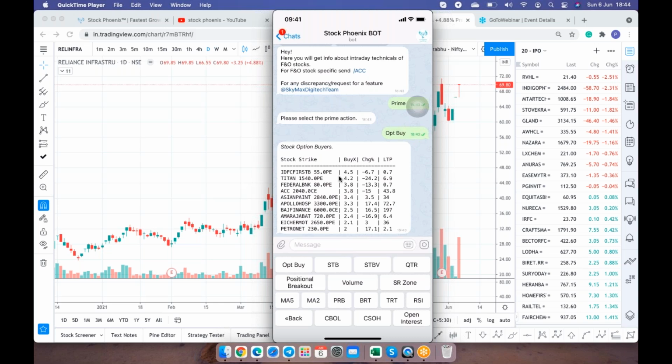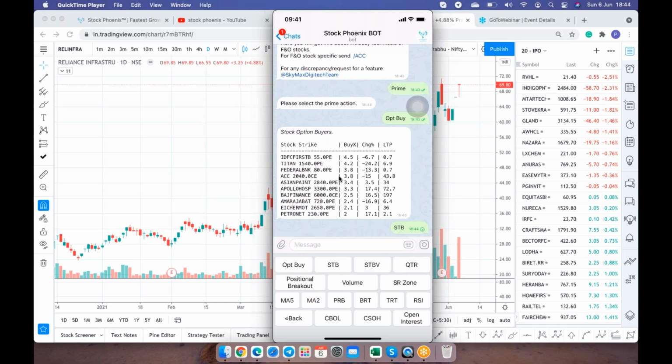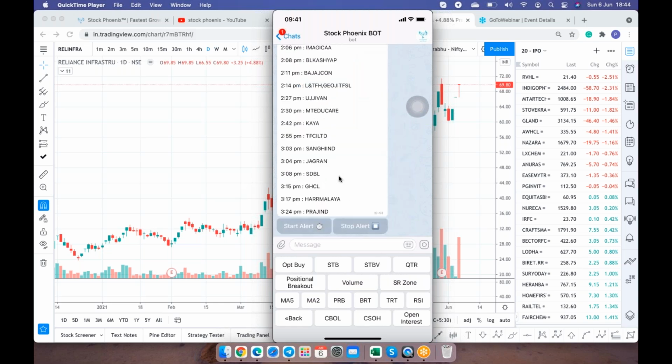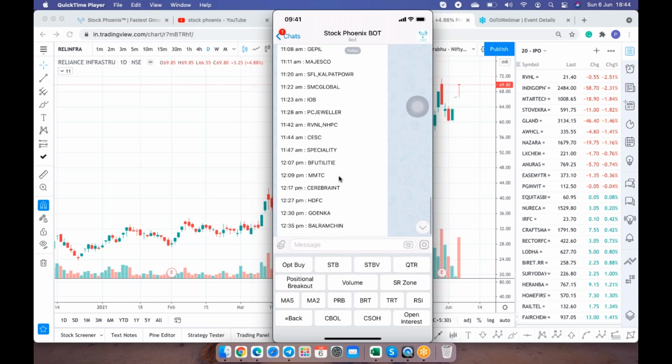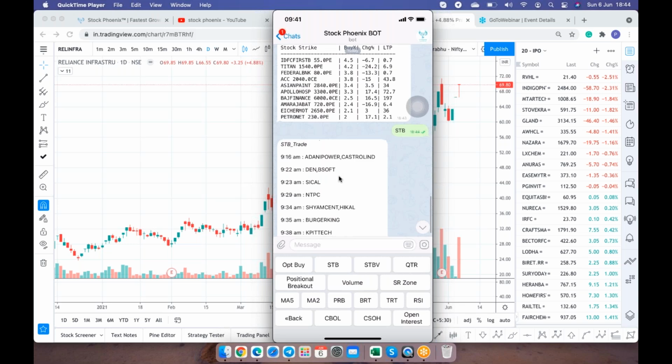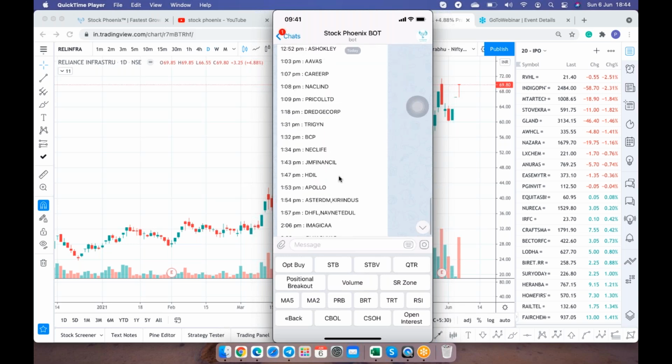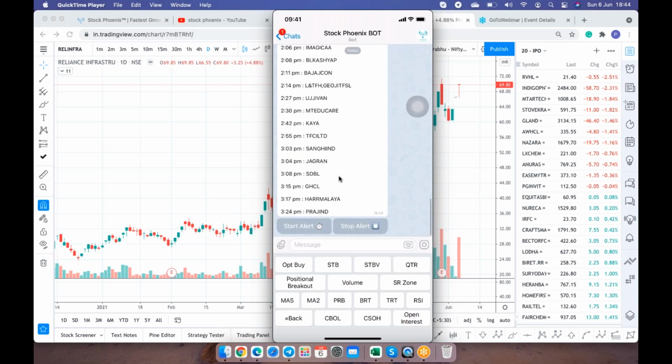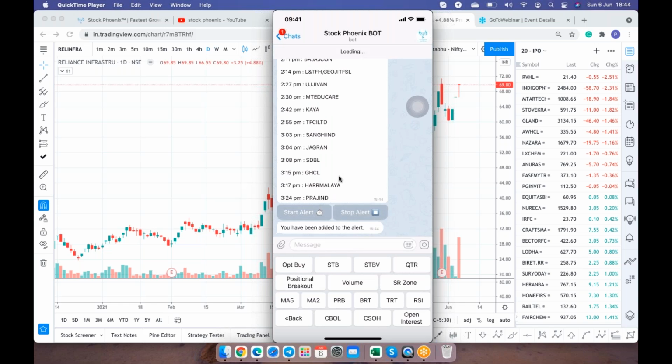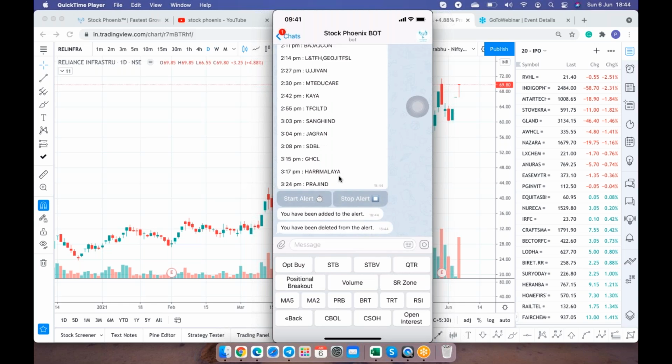So you have to monitor these positions in the live market to take a decision. STB is a unique feature where a lot of buying is coming in when the stock is having a breakout. It comes as a live alert on you every time. For example, at the bottom, what you see here is the start alert and stop alert options. So any stocks getting listed over here, it will automatically give you an alert.